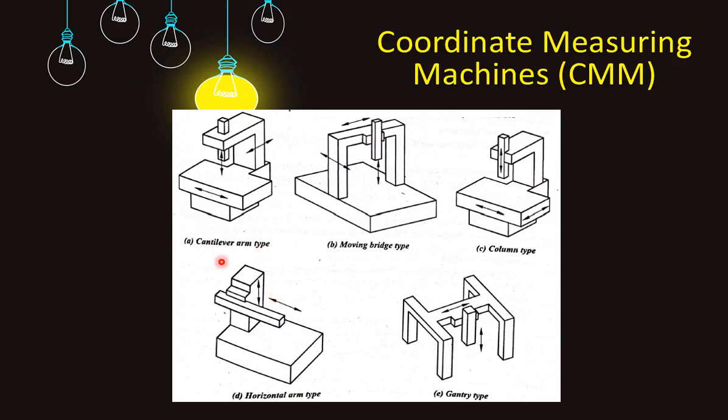Let us check all the structures at the same time. First of all, we have studied the cantilever arm type structure. Then the second one is the moving bridge type. Then the third one is the column type, also known as the universal one. Then the fourth one is the horizontal arm type, which is used for heavy jobs. And the last one is the gantry type, which is used for very large, very heavy workpieces.